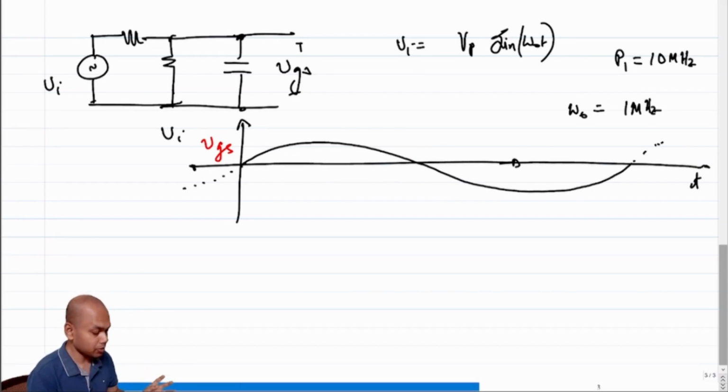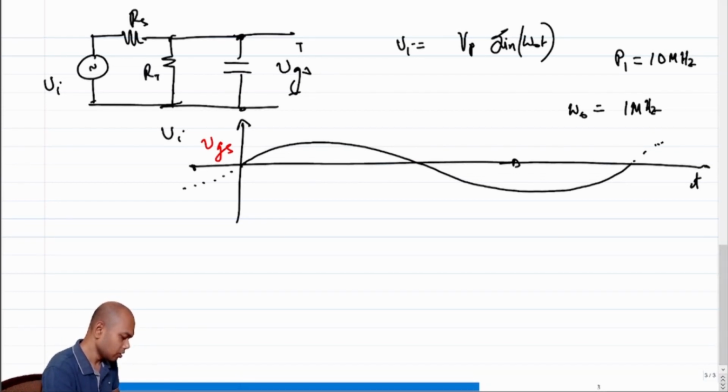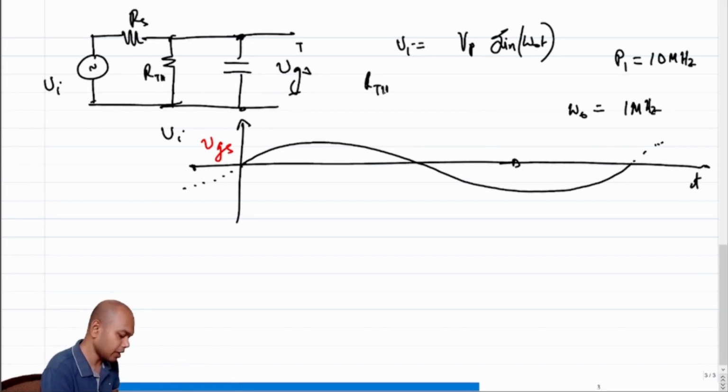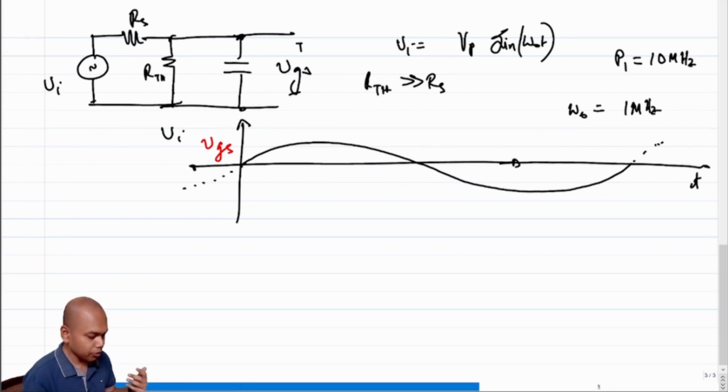Whatever VGS we'll observe when we are at much lower frequency than the first pole is equivalent to the case where the pole didn't even exist, which means the capacitor didn't exist. So if the capacitor didn't exist, what would have been the amplitude of the output? It will be the input amplitude times RTH by RTH plus RS. And let's make life further simpler, and we say that RTH is much greater than RS, which means in this case the amplitude of the input will be exactly equal to the amplitude of the output.